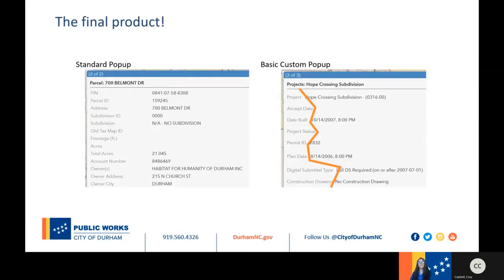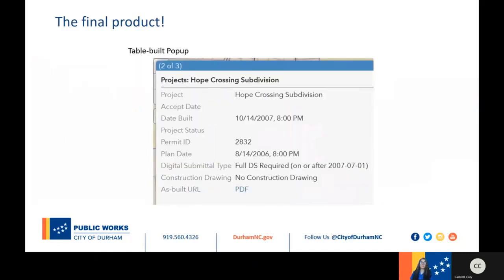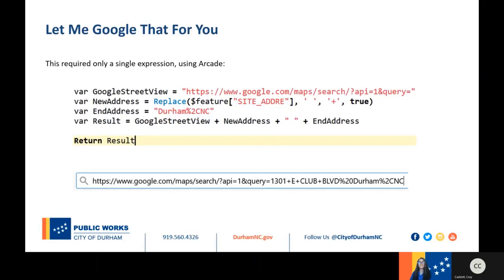So we went from the visually displeasing basic custom pop-up to a much more ordered custom one using some HTML. We threw all of the final code into a big reference document, and from there, we just copy and paste every time we have to republish the service. It's not ideal, but it's better than the alternative, and it works. So one last little piece is how we built our Google links.